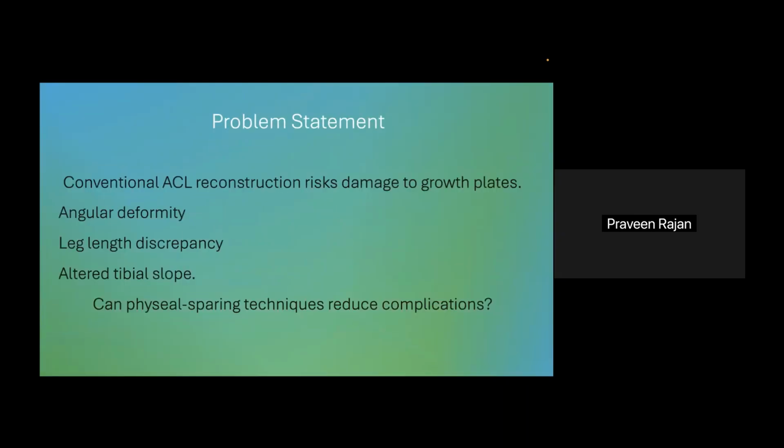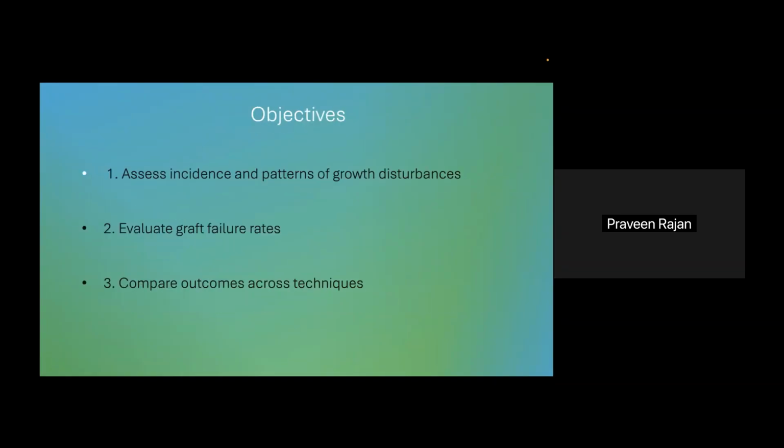So the problem statement is that conventional ACL reconstruction risks damage to the growth plates. It can cause angular deformity when the physis is damaged at the peripheries, especially varus and valgus deformities. If the growth arrest happens at the center of the physis, it can cause leg length discrepancies like shortening or lengthening. And reduction in the tibial slope is seen when anterior physeal arrest is seen in the tibial physis. So the question is, can physeal sparing techniques reduce complications?